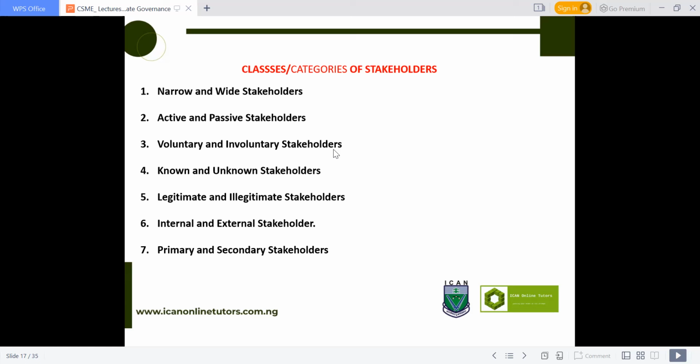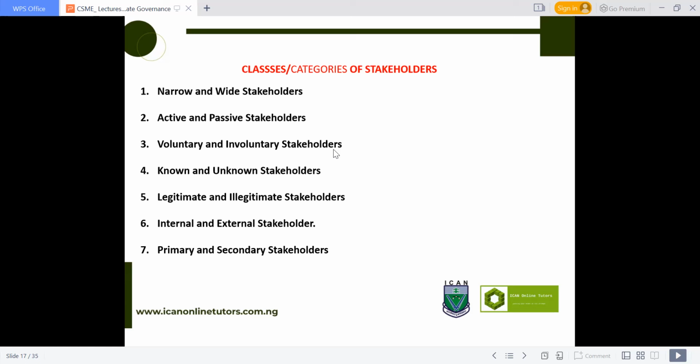When we say narrow stakeholders, please, you just need to know the key difference between the two. Narrow stakeholders are those that are mostly affected by the decisions or actions of that organization. So if that organization takes any decision or action, and it is going to affect you most, then you are a narrow stakeholder. But the opposite is wide stakeholders. Wide stakeholders are those that are less affected.